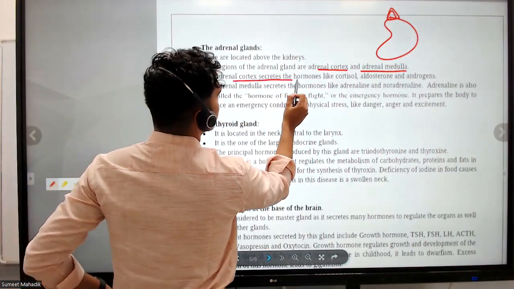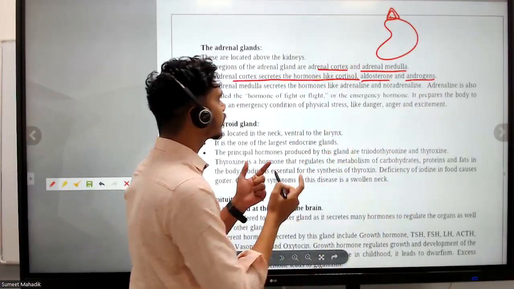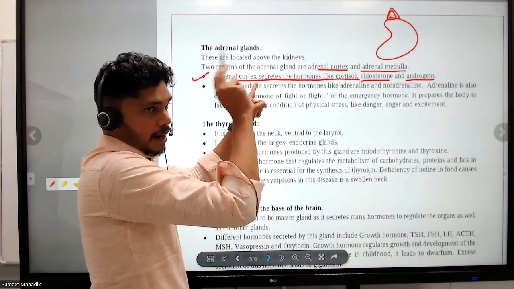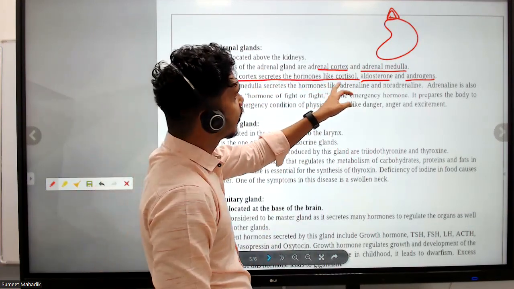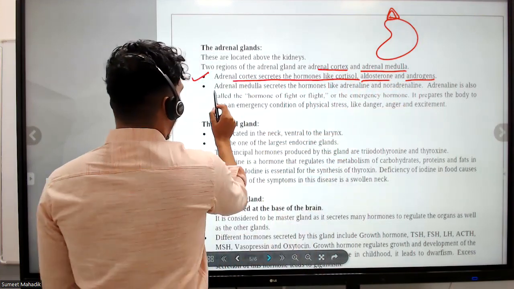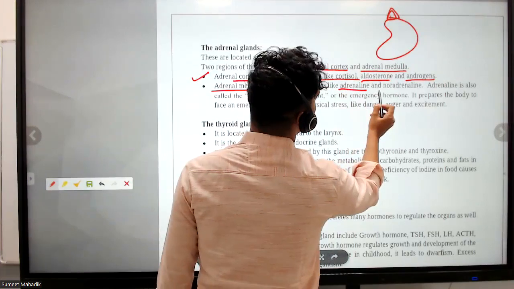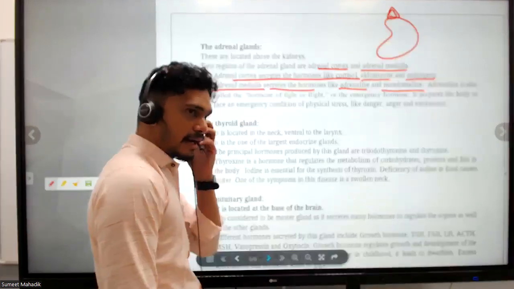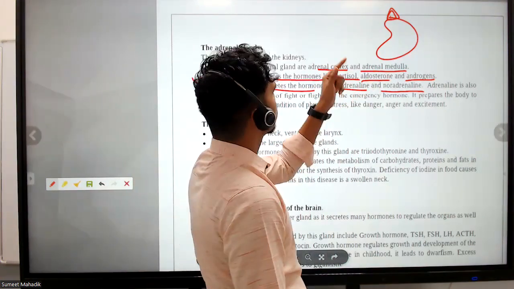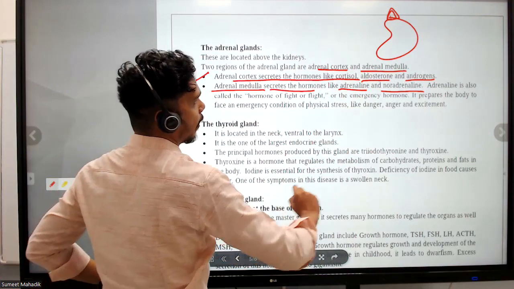The adrenal cortex secretes hormones like cortisol, aldosterone, and androgen. So who secretes the hormone? The adrenal gland. Which part? The cortex part, the above part. Cortisol, aldosterone, and androgens. The adrenal medulla, the inside part, secretes hormones like adrenaline and noradrenaline. Adrenaline and noradrenaline are secreted by the medulla, while cortisol, aldosterone, and androgen are secreted by the outer part, that is the cortex.